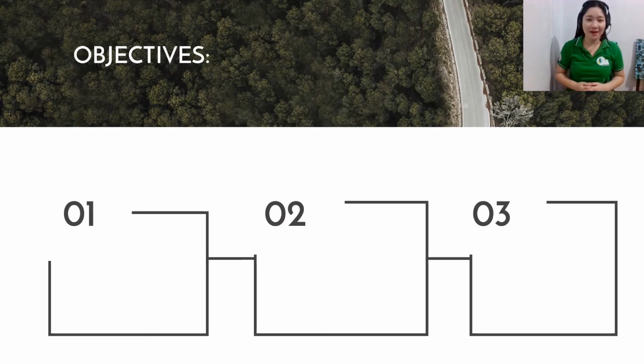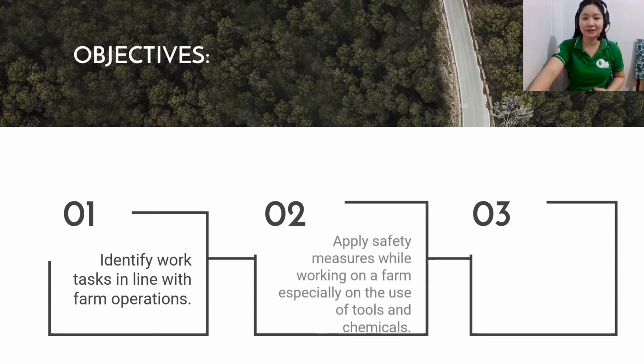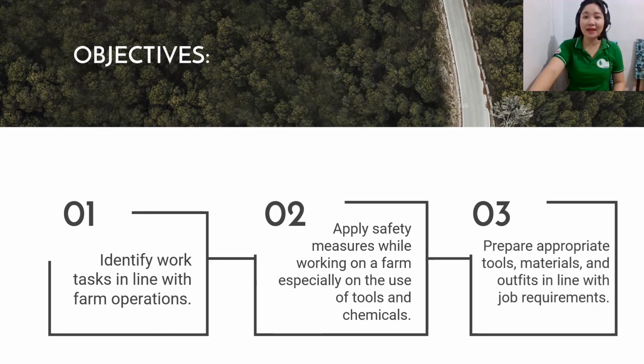Class, here are our objectives. The first one is to identify work tasks in line with farm operations. Second, we have to apply safety measures while working on a farm, especially on the use of tools and chemicals. And for the third one, we have to prepare appropriate tools, materials, and outfits in line with the job requirements.